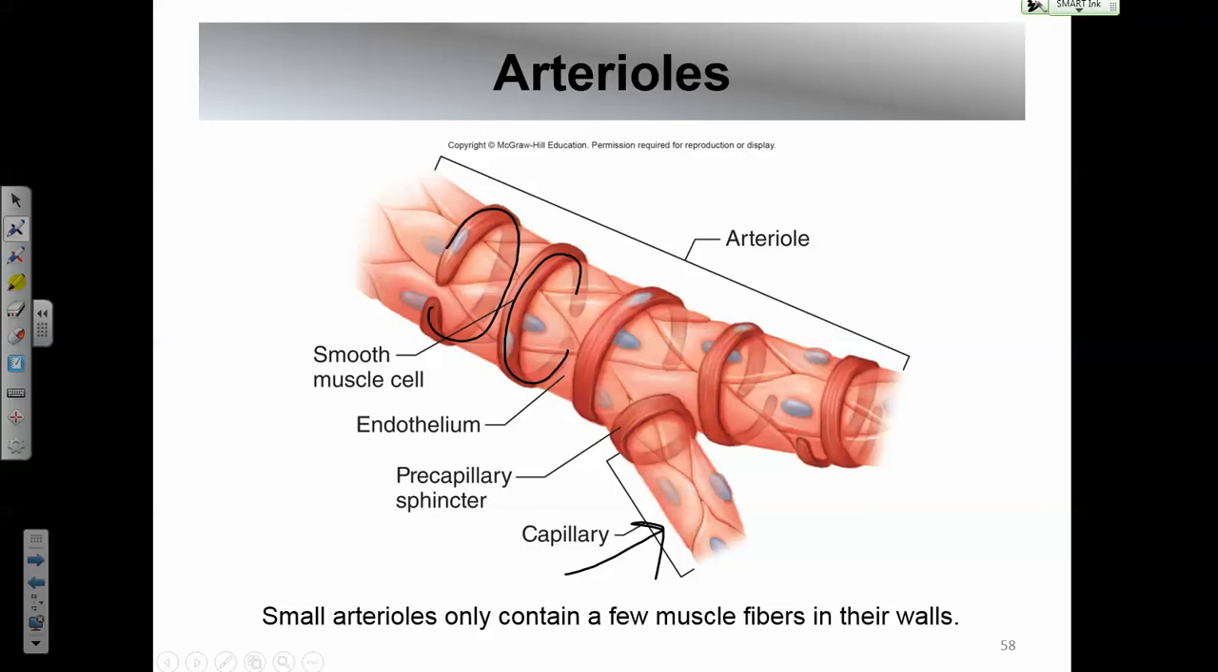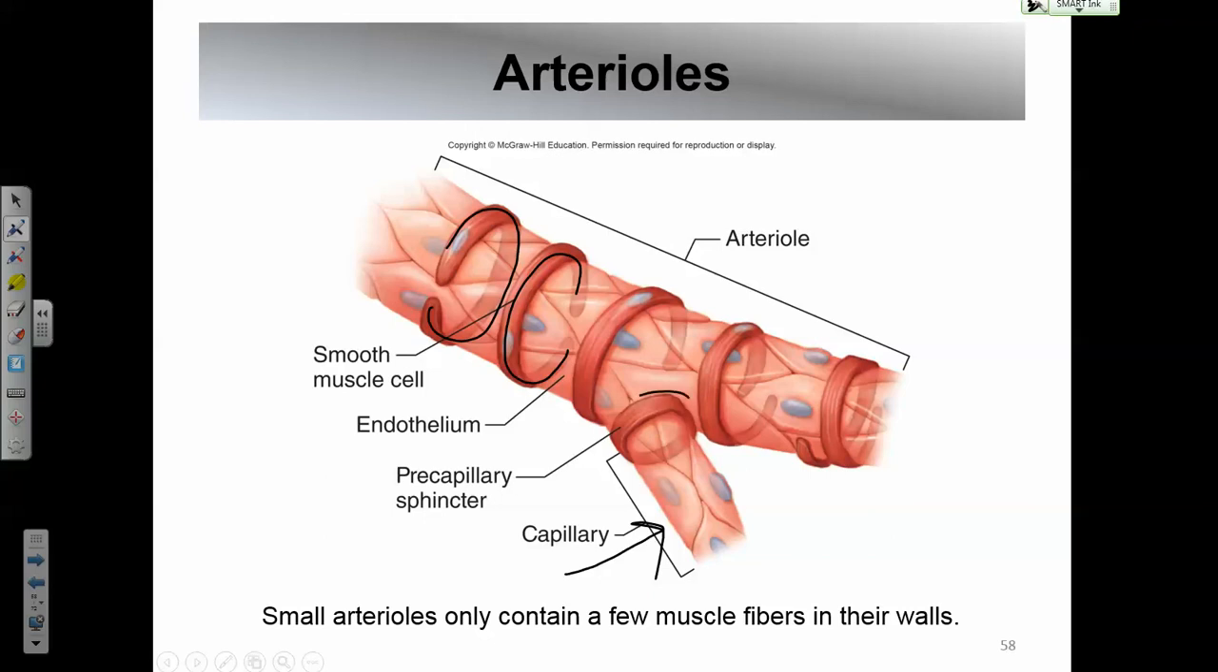But that kind of evens out by the time it gets to the small arterioles. And then when it gets into the capillaries, it's moving pretty slow, which is perfect. Because if it moved fast and had a lot of pressure in it, it would blow out that capillary. And if it moved too fast, there wouldn't be time for the nutrient and gas exchange. Okay?